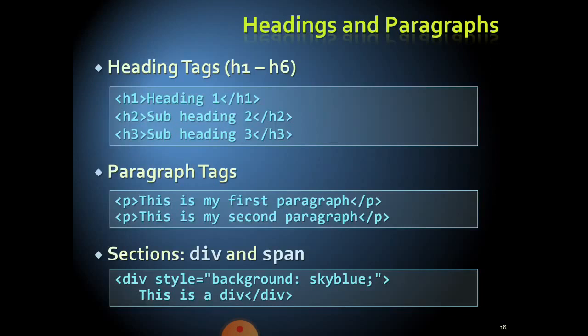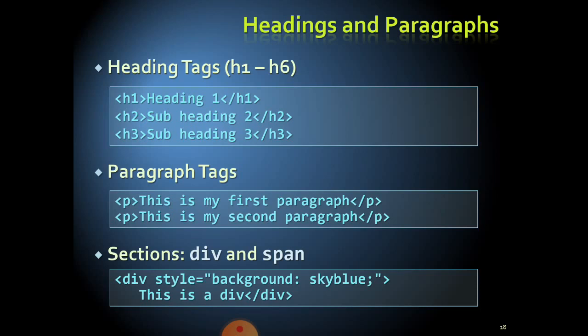Now headings and paragraphs. We have different tags related to headings and paragraphs: heading tags, paragraph tags and section tags. By using the H1 tag we can give headings. In total we can give 6 headings: heading 1, heading 2, heading 3, heading 4, heading 5, heading 6. For a paragraph, we give the tag P, enclosed with angle brackets. If you want to end the paragraph, we use /P.